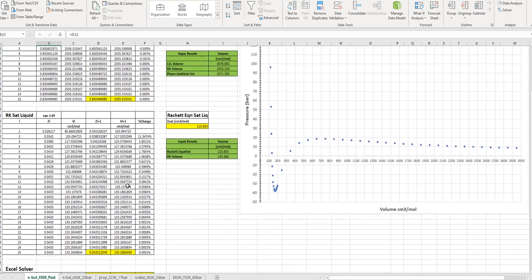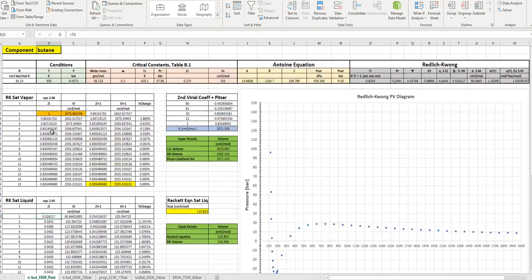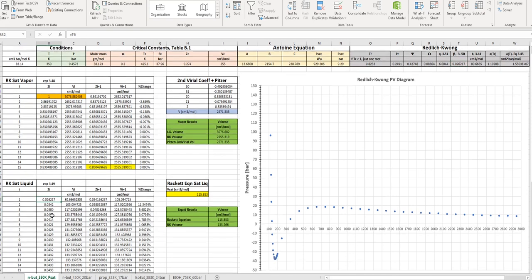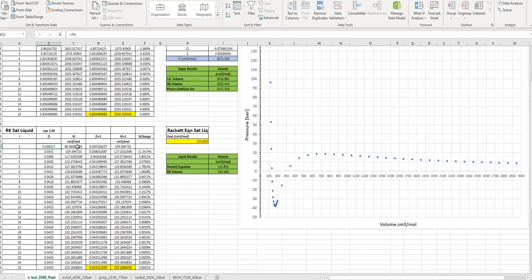I can do the same thing for a saturated liquid volume. And what's a good guess for a saturated liquid volume to start with? What is cell T6? T6 is the beta value, and you'll find that in your textbook. Z, the compressibility for a saturated liquid, a good guess is your value of beta that you calculate for the Redlich-Kwong. My first guess for the saturated liquid volume ends up being 80.66 centimeters cubed per mole.